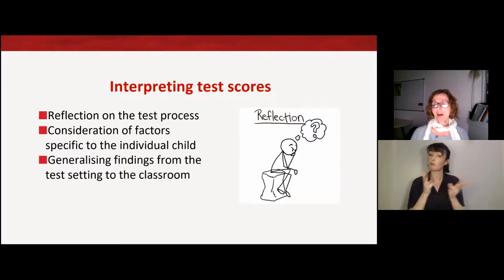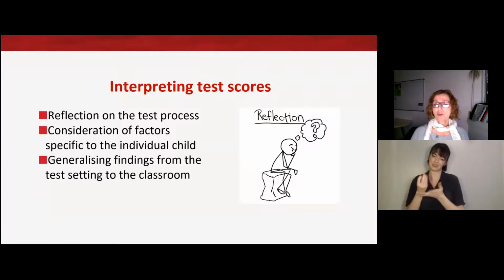We need to think about other things that are specific to the child. So, what is their exposure to sign language? At what age have they had exposure to sign language and how much? Because that's going to affect their test performance. So if we find that a child is underperforming, we need to think, well, is that because the child has a language problem, or perhaps they're not getting the right sort of input? Perhaps they've only been exposed to sign language for a year or two, and that explains why.